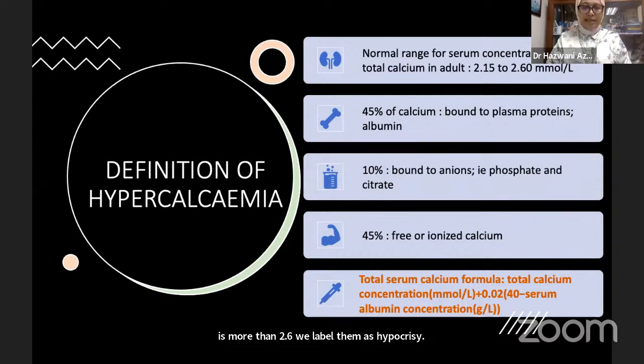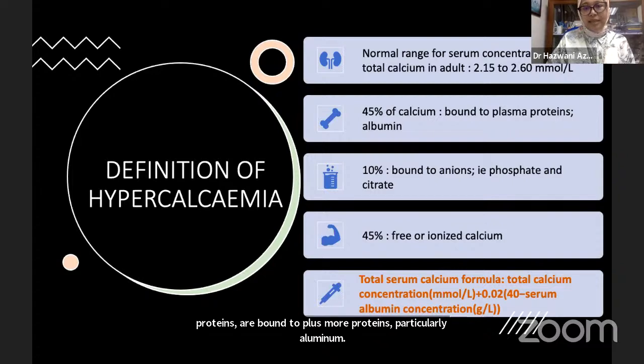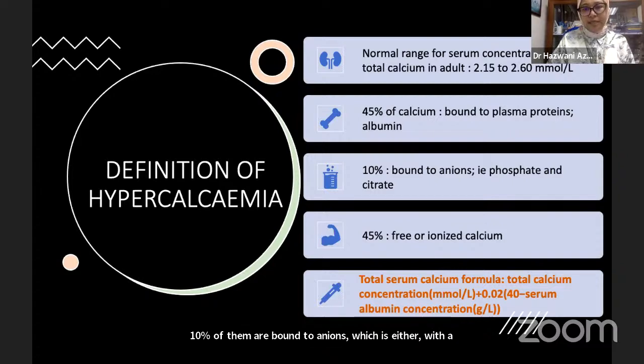Calcium resides in many forms in our serum. 45% of it is bound to plasma proteins, particularly albumin. 10% is bound to anions, either phosphate or citrate. And another 45% exists as free or ionized calcium in the serum. The free or ionized calcium is usually constant, but it is difficult for us to measure as most of our labs don't offer this measurement.